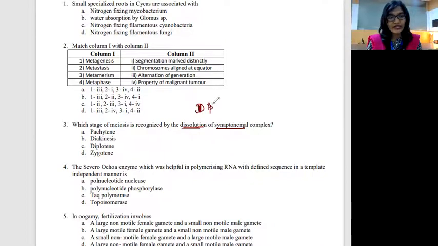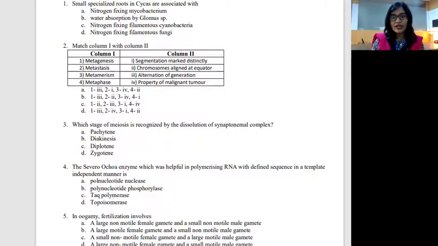So in the diplotene, there's going to be dissociation where the synaptonemal complex is going to break between them, which is going to dissolve between two homologous chromosomes. So what might be the answer? The answer is option C. Okay, yes. So let's move on to the next question.